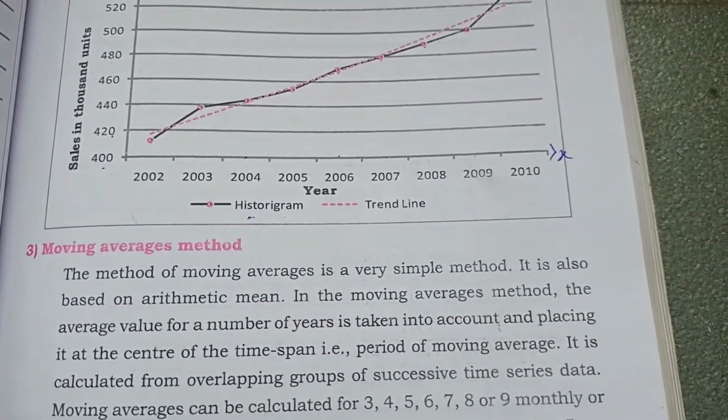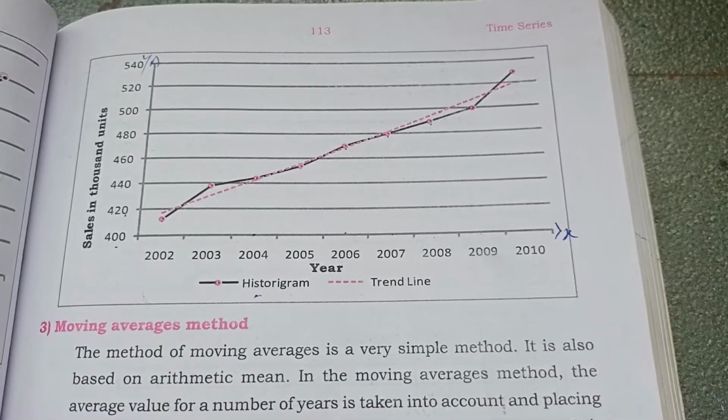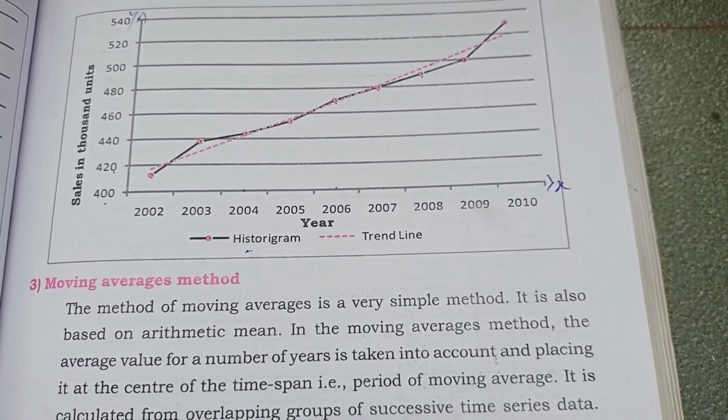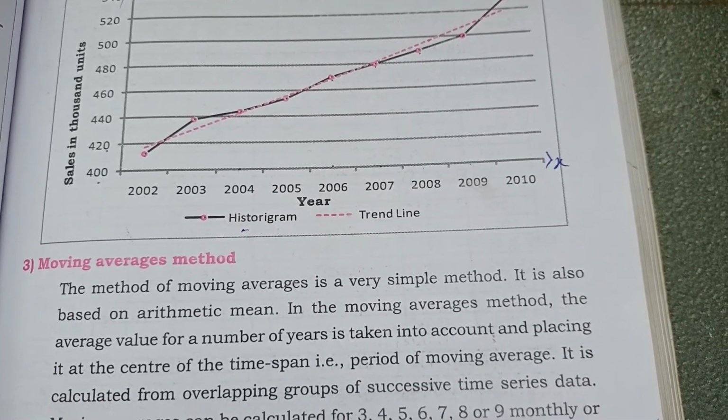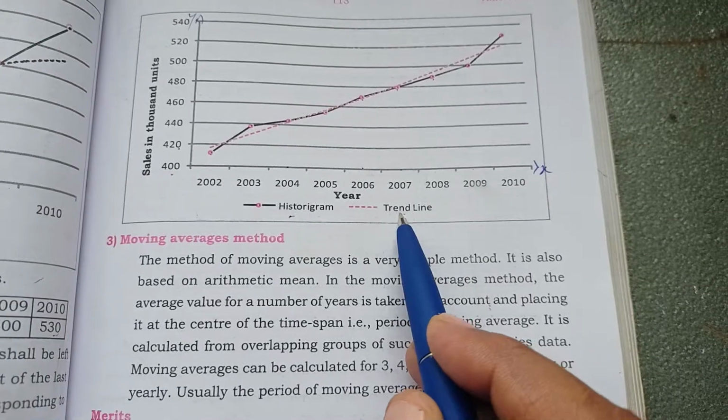This is the histogram. I will tell you the definition. What is the meaning of histogram? I will tell you. This is the histogram we have drawn. With the help of the histogram, we have to draw the trend line.